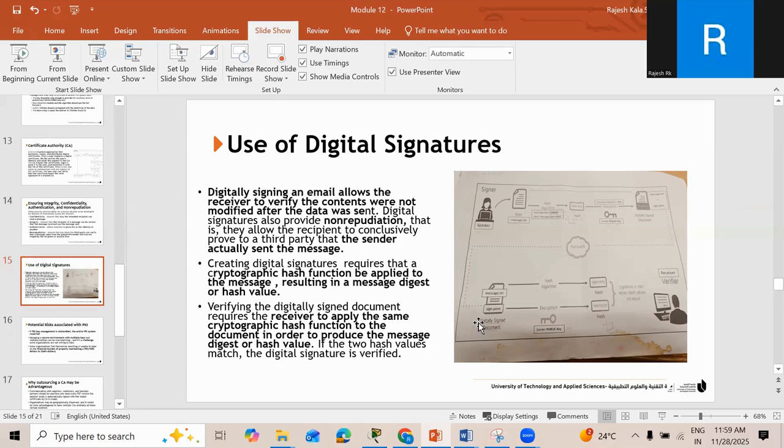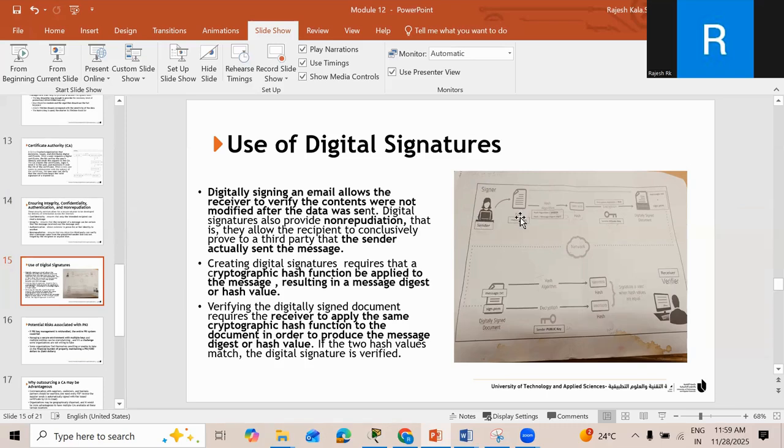See how the process happens. The same thing I wrote here is in the diagram. This is a sender. She wants to send an email to a receiver, and he wants to verify that this is the actual sender and that the data is not changed by anyone during transit. For all this, I need a digital signature. The sender will send a message.